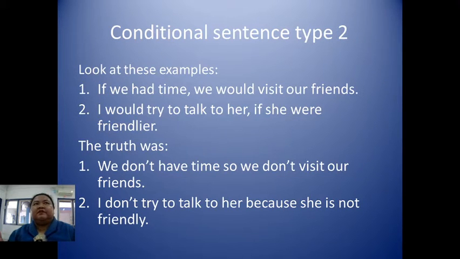So imagine the weather is bright and sunny, and then you imagine, okay, what if the weather were bad? But actually if you look outside, it's bright and sunny. So that's the logic of conditional sentence type 2.